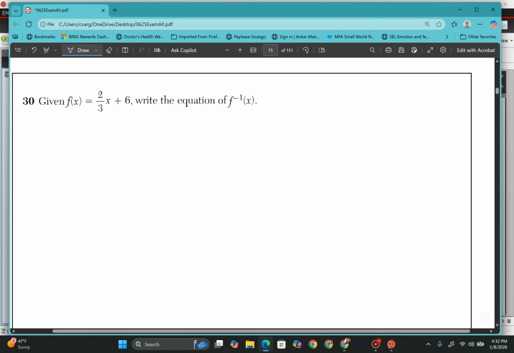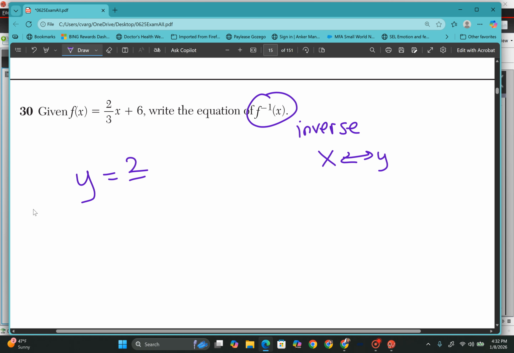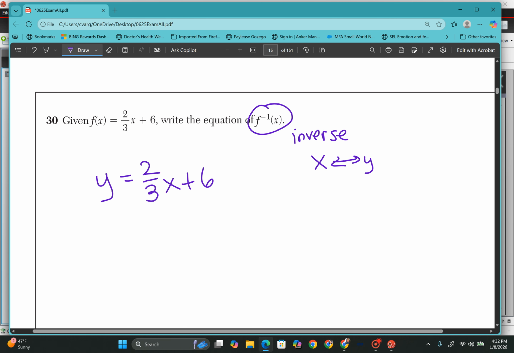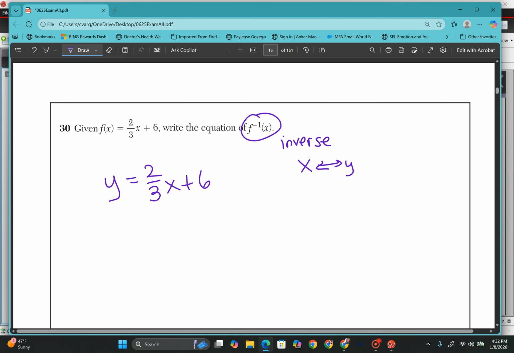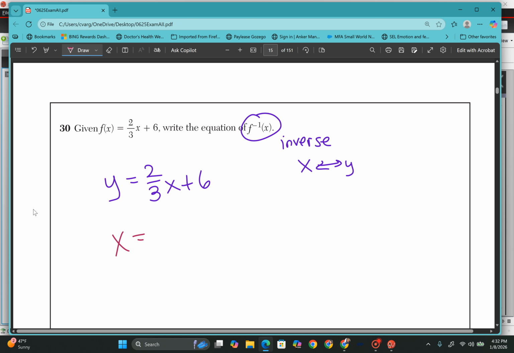As soon as you see this right here, that should key the word inverse. Inverse means you're going to take x and y and you're going to switch them. So where's our y here, right? F of x is y. So we have y equals 2/3 x plus 6. We did not do any switching yet. So let's do it, okay? The inverse, now that we're going to switch it, is going to become x equals 2/3 y plus 6.